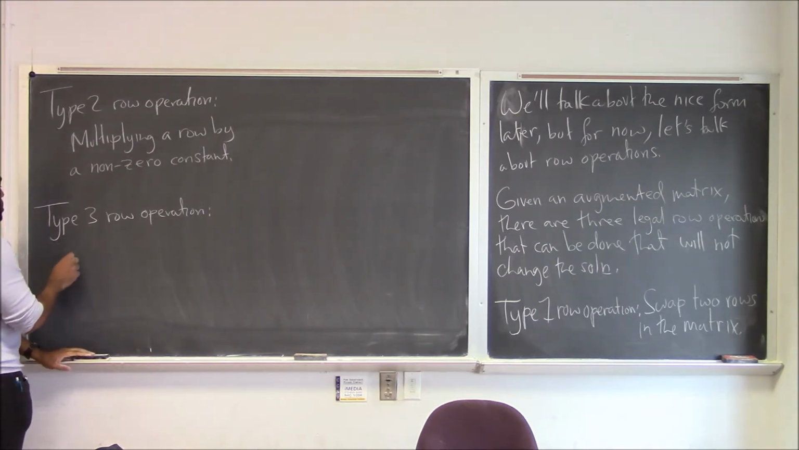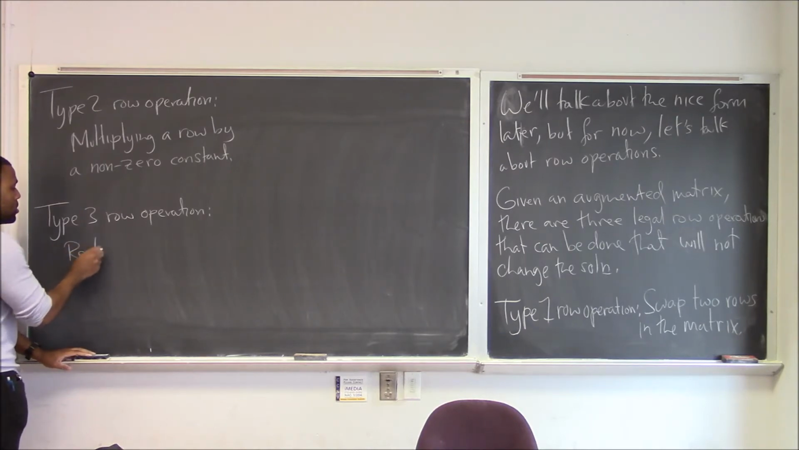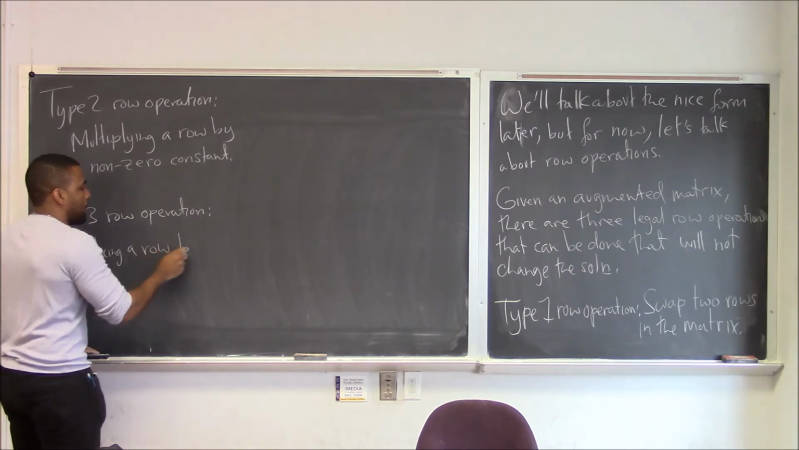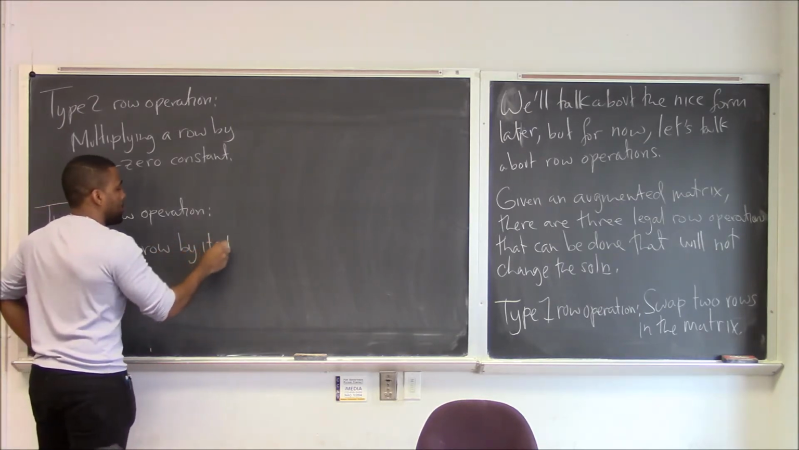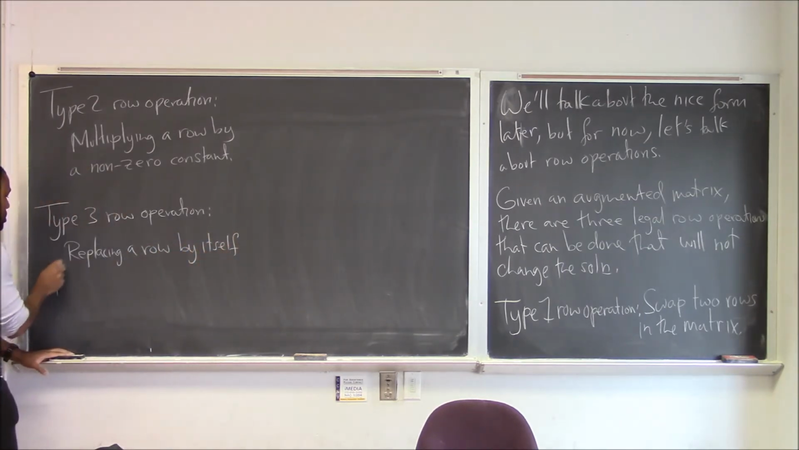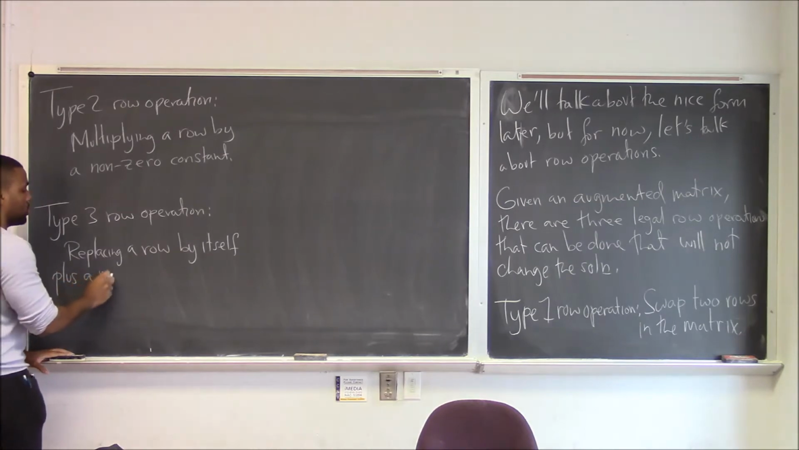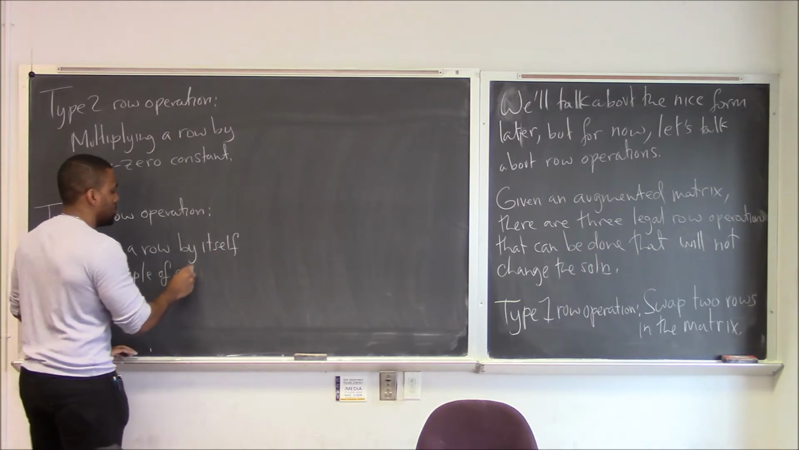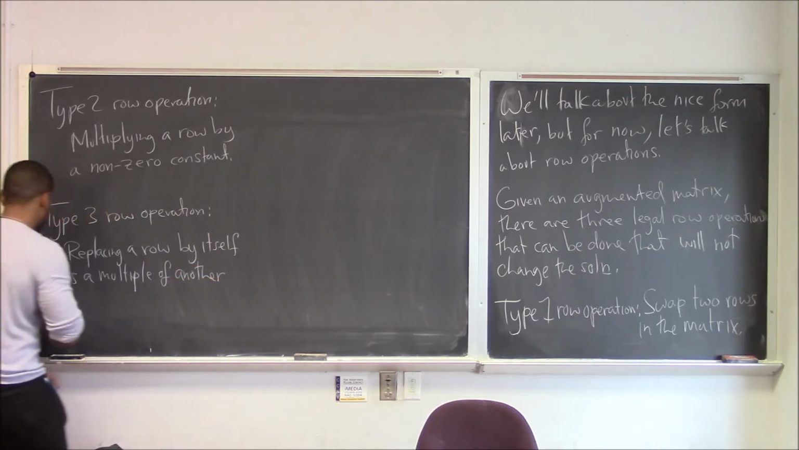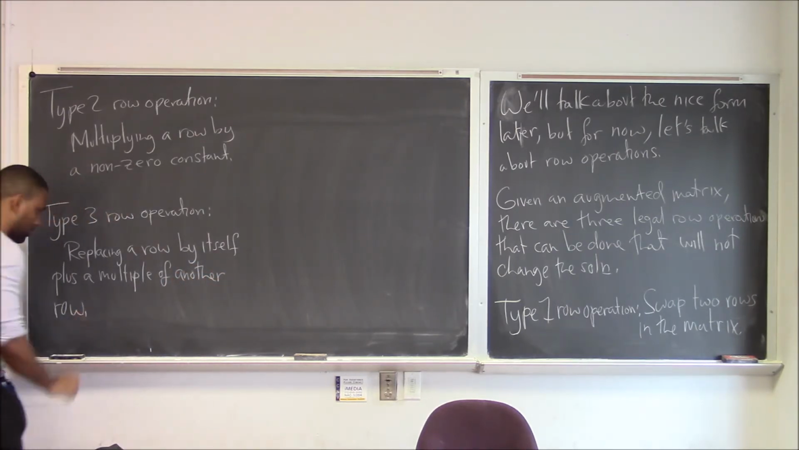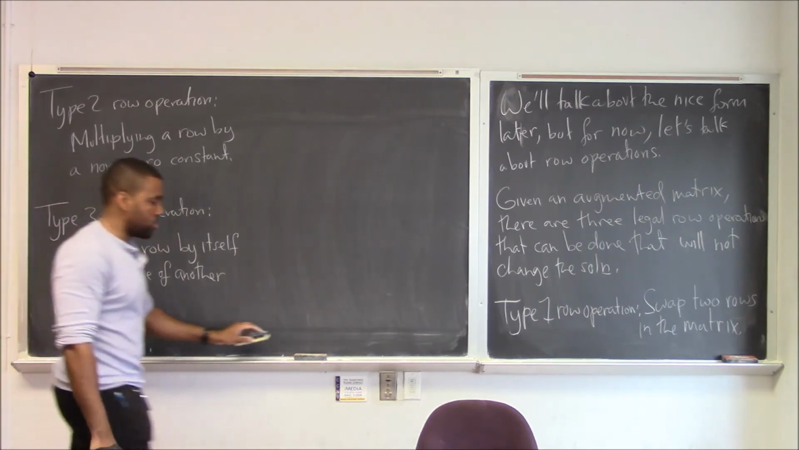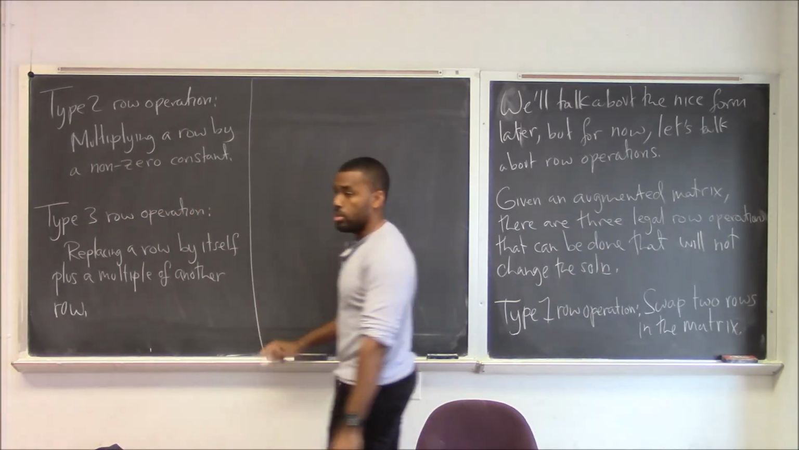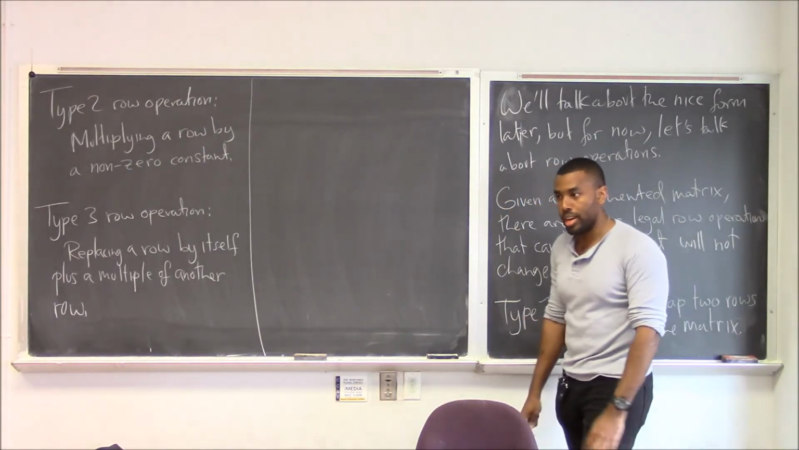This is replacing a row by itself plus a multiple of another row. This is called a type 3 row operation. This was what allowed us to finally do the elimination and kill one variable and leave the other one alive.